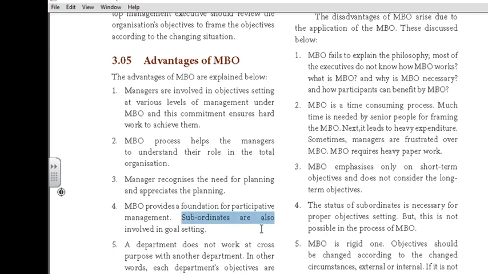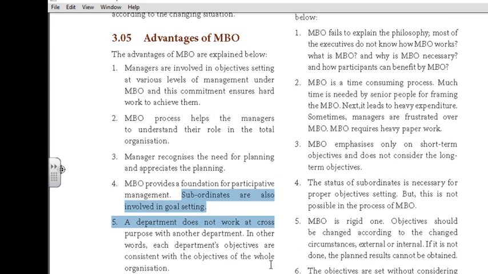அதாவது ஹையர் அத்தாரிட்டிஸ் மட்டுமே டிசிஷன்ஸ் எடுக்காம லோயர் அத்தாரிட்டி சபார்டினேட்ஸ் இதில் சேர்ந்து வேலை பார்க்குறாங்க. நெக்ஸ்ட், டிபார்ட்மெண்ட் டஸ் நாட் ஒர்க் அக்ராஸ் ப்ராப்பர்ஸ் வித் அனதர் டிபார்ட்மெண்ட். இன் அனதர் வேர்ட்ஸ் ஈச் டிபார்ட்மெண்ட் ஆப்ஜெக்டிவ்ஸ் ஆர் கன்சிஸ்டன்ட். அதாவது ஒவ்வொரு டிபார்ட்மெண்ட்டுக்கு என்னென்ன வேலை செய்யணும் அப்படின்னு சொல்லி தர்றது. அதாவது எம்பிஓ வந்து ஒரு அட்வான்டேஜஸ், what other departments should do.